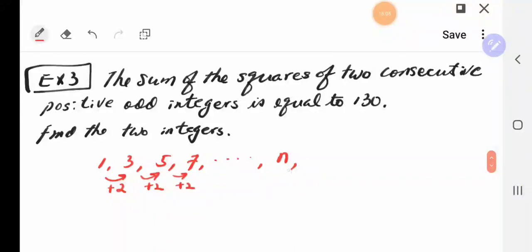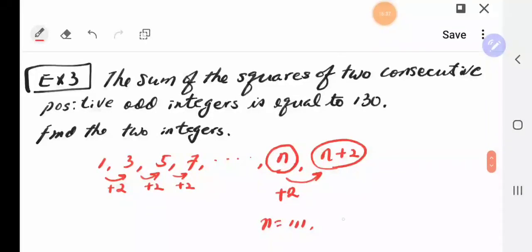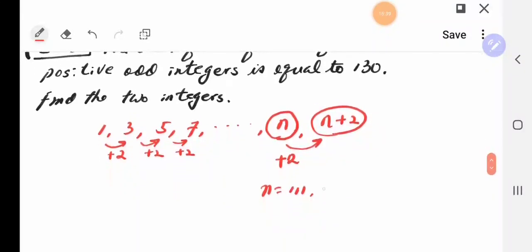So let's say n is the first integer. Then the next consecutive odd integer will be what? Plus 2. 2 more than the previous one. So that will be n plus 2. So let's say n is the first positive odd integer. Then the consecutive second positive odd integer will be n plus 2. So if n is 111, then the next odd integer will be what? 2 more than this one. So n plus 2, which is 113.